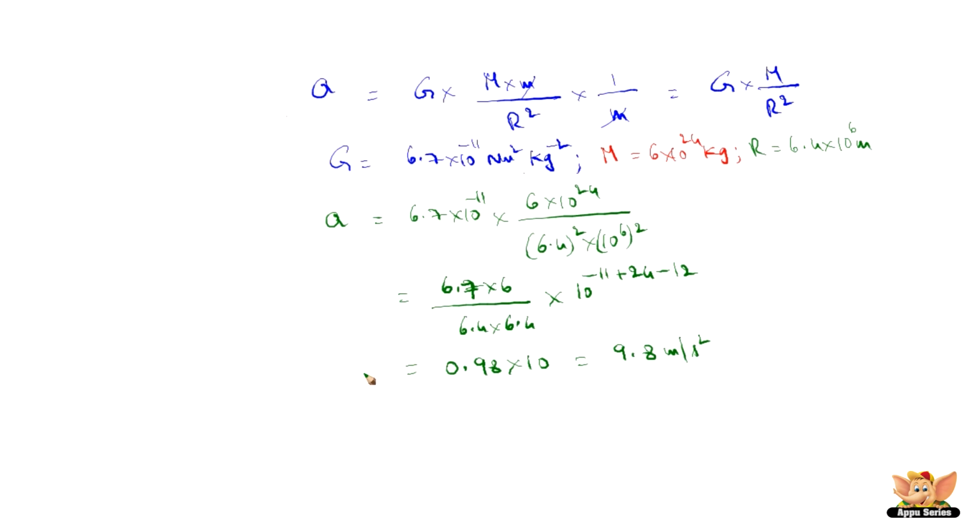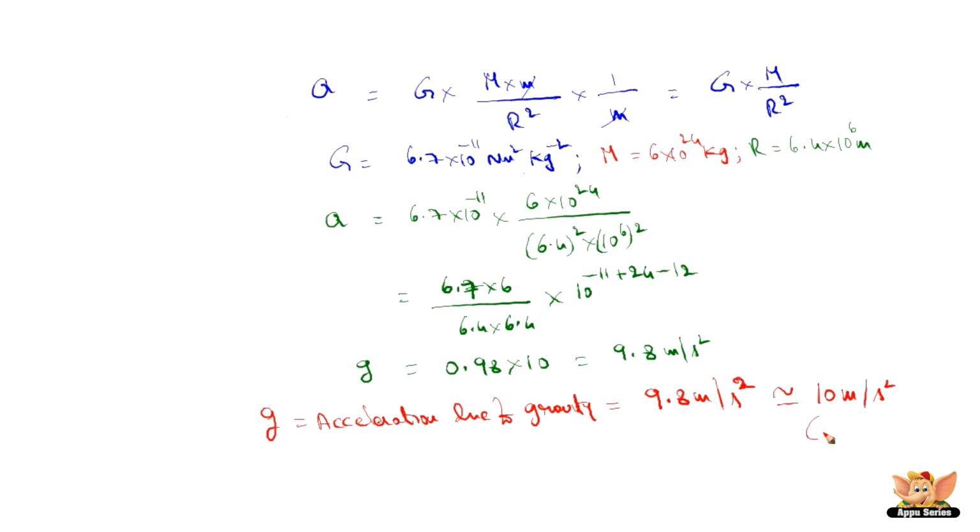So we term this a as g. The acceleration of a freely falling body is g, which is acceleration due to gravity. Using the Universal Law of Gravitation and Newton's second law, we arrive at the value for acceleration due to gravity as 9.8 meters per second square. And generally for calculation purposes, it is also taken as 10 meter per second square for computational purposes.